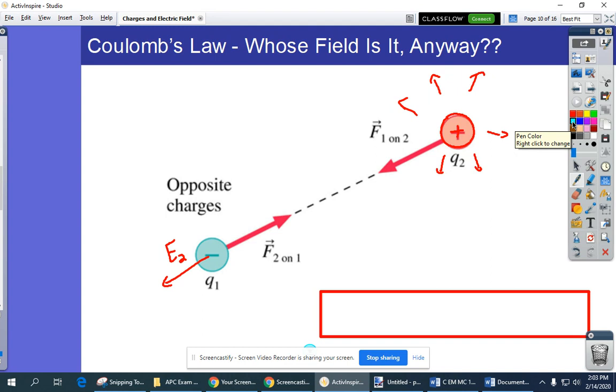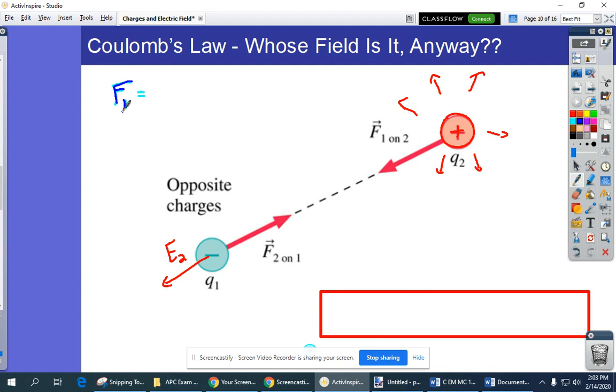Q1 feels a force, F on 1, which is equal to, that's kind of a terrible color. Sorry, my mic keeps cutting out, I don't know why. So let's try this color.